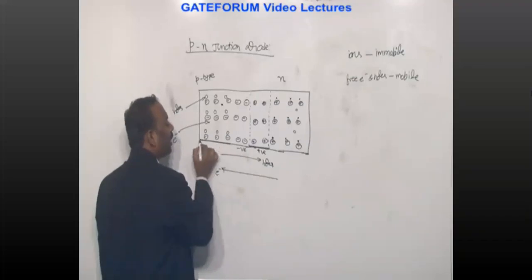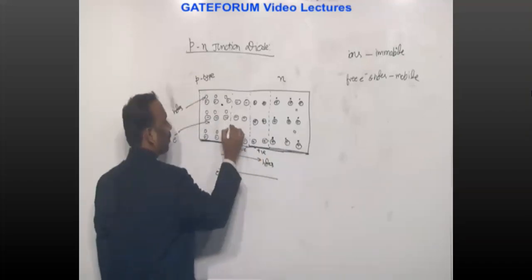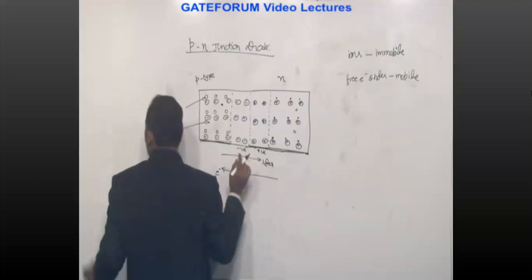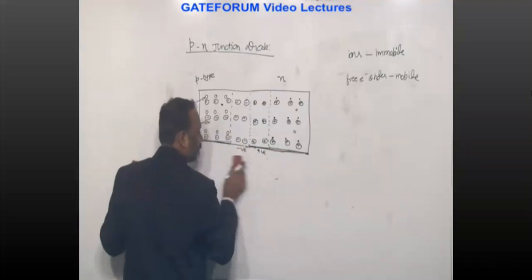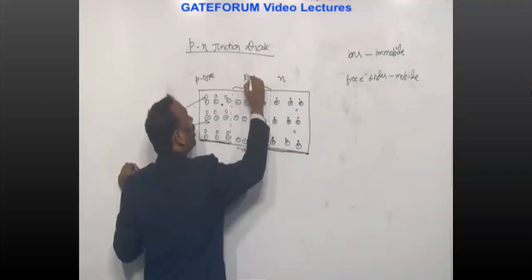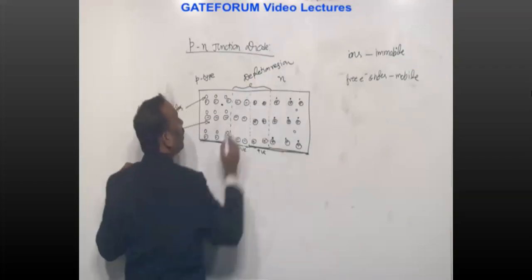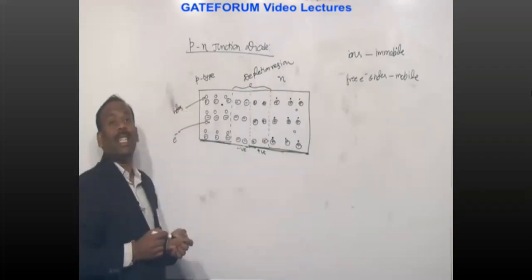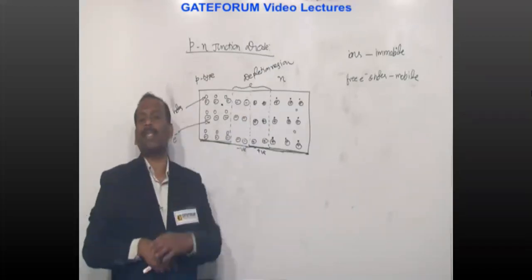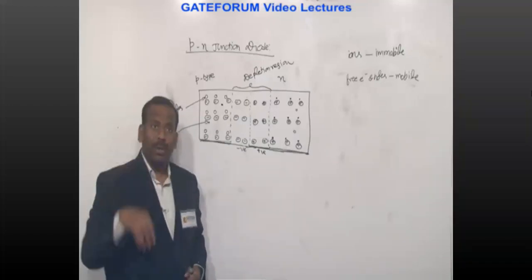Now what about this portion? Is it positive or negative or neutral? What about this portion? Positive or negative or neutral? This portion, see, positive charge, negative charge, neutral. This portion is neutral. So this region is called the depletion region. What is the meaning of depletion region? What is the English dictionary meaning of depleted? Depletion means used. Depleted means used.